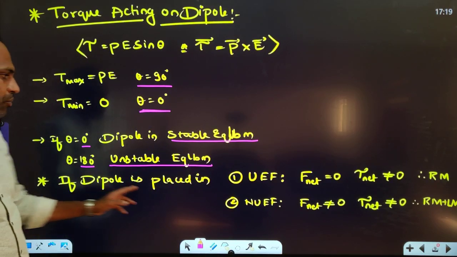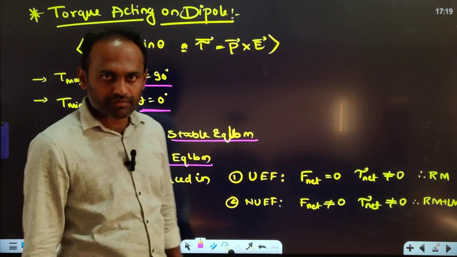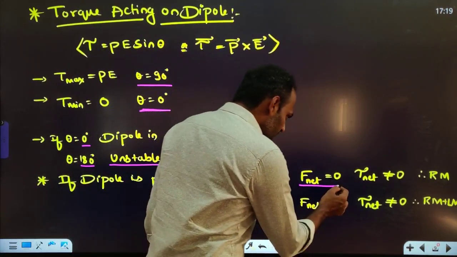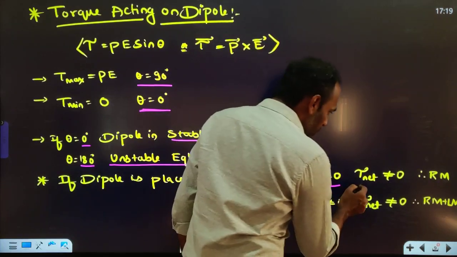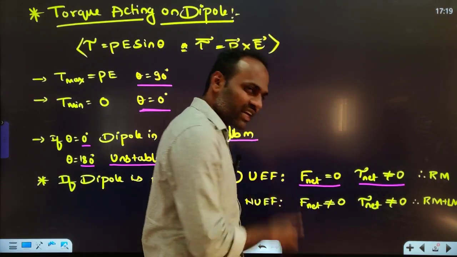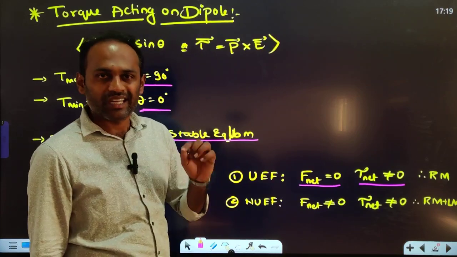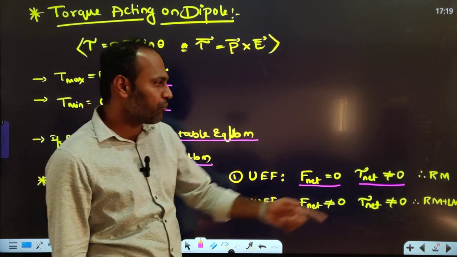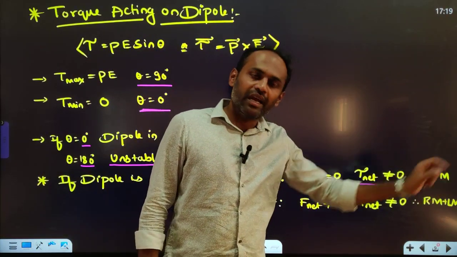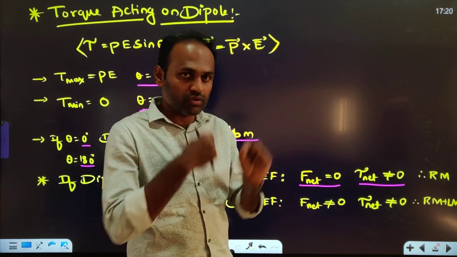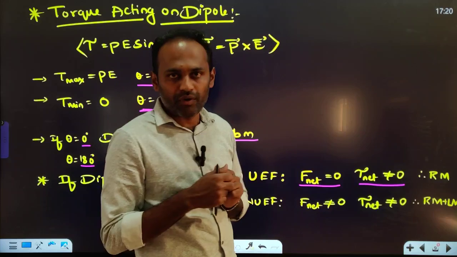Okay, next. If the dipole is placed in a uniform electric field, the net force acting on the dipole will be 0, but the net torque will not be 0. That means no force acts, only torque acts. Torque is responsible for rotational motion, hence the dipole will execute only rotational motion, no linear motion. It keeps rotating in the same place; it will not move from one point to another.